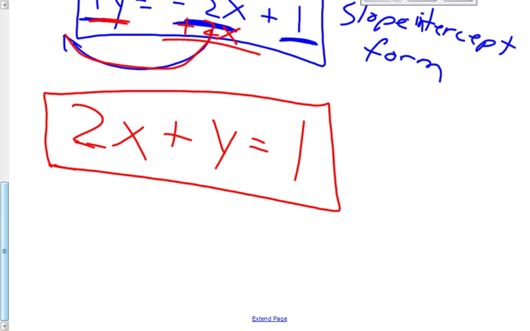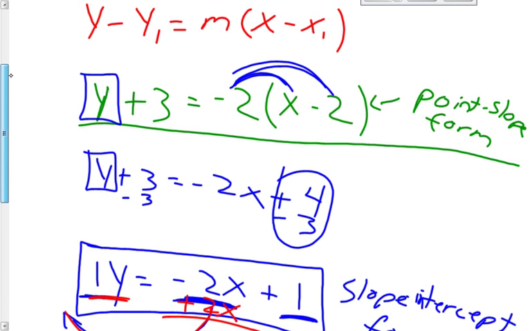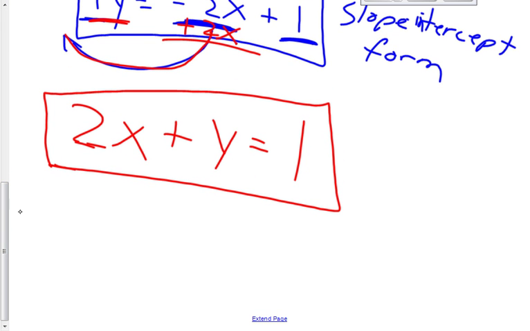Kind of three answers for one problem. You have your point-slope form in green. You have your slope-intercept form in blue. And you have your standard form in red. And this is what I expect from you on all these problems for today. This is what I'm going to expect from you on a test as well.